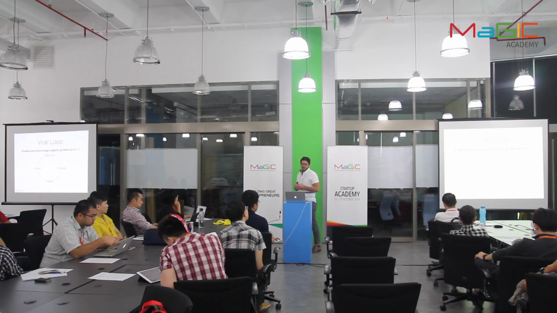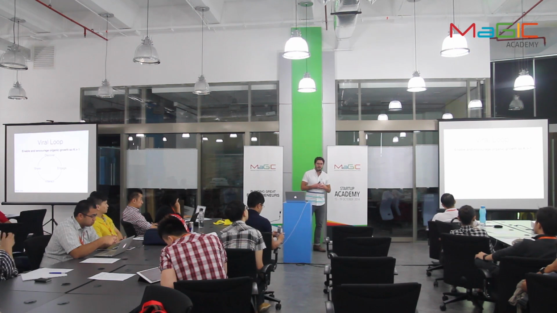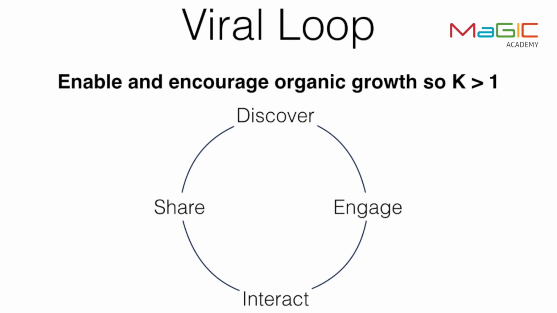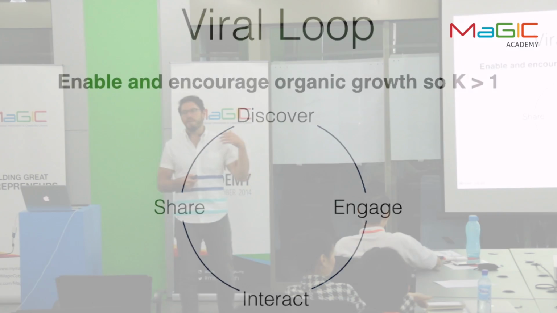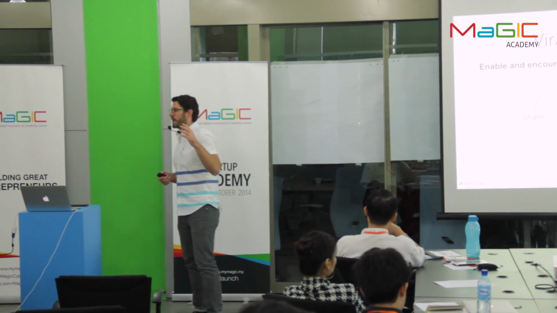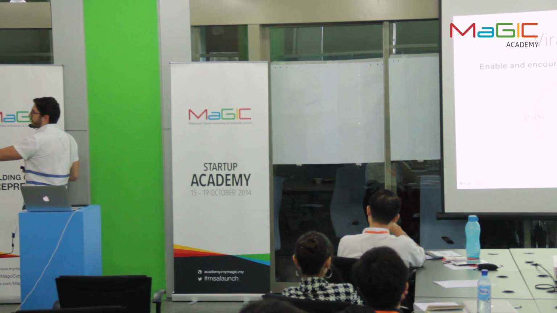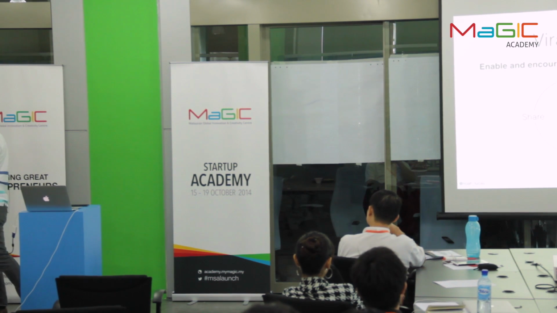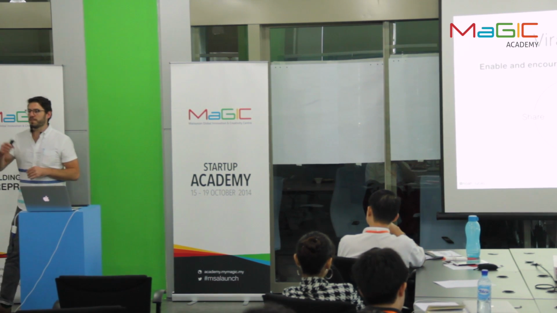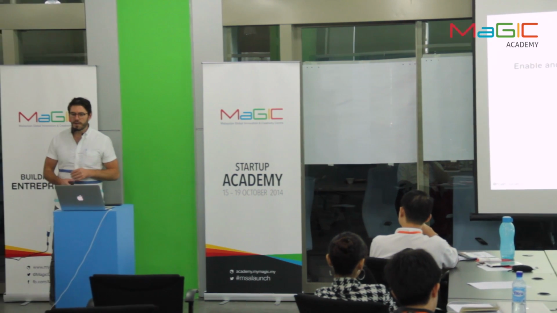Okay, so the last loop is the viral loop, where you discover, you engage, you interact, and you share. It ties into the viral coefficient: how easily your app brings on other users naturally, organically. So each user is sharing to another.